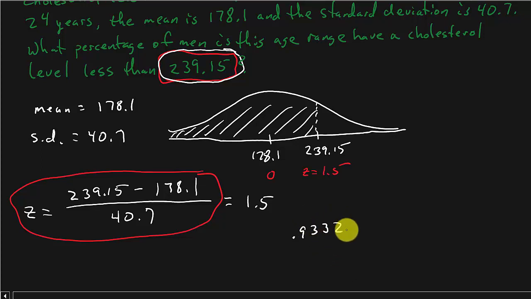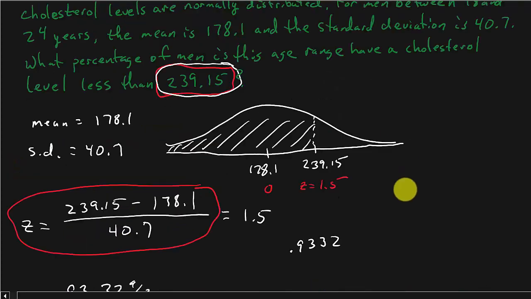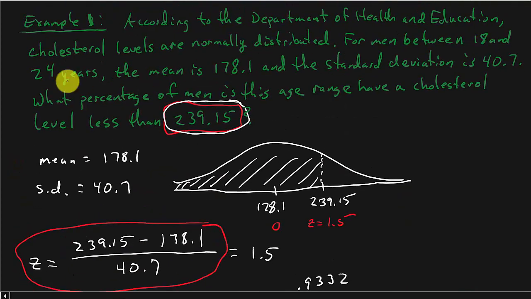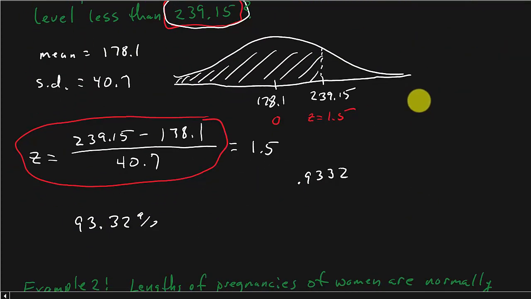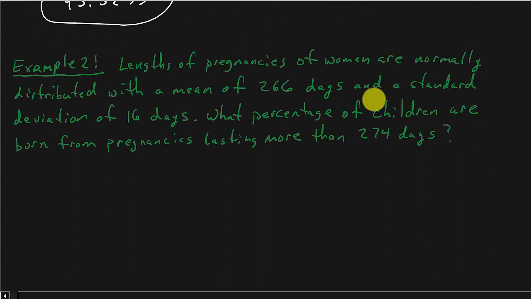All right. So what does that mean? That means 93.32% of men between ages 18 and 24 have a cholesterol level less than the 239.15, and that's what that means. Okay. All right. Let's look at the next one.